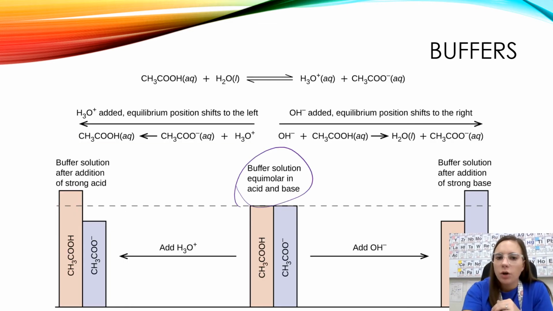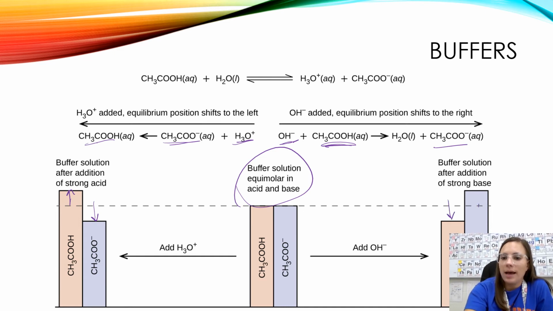So here's our buffer. We have equimolar, which just means we have the same amount of acetate and acetic acid. So the weak acid and its conjugate. We've got both. When I add hydronium, it's going to react with the acetate ion to produce acetic acid. So my acetate ion is going to get used up a little bit, and I'm going to make some more acetic acid. If I add base, it's going to react with the acetic acid, which produces acetate. So my amount of acetic acid is going to go down a little bit, while my acetate ion is going to go up a little bit. But if I look at the actual pH, it's going to stay relatively the same.